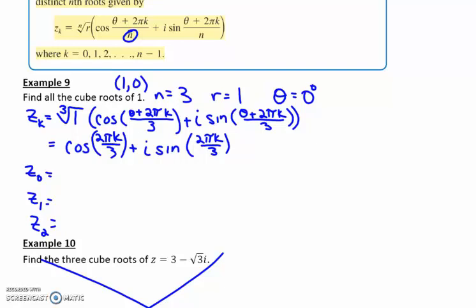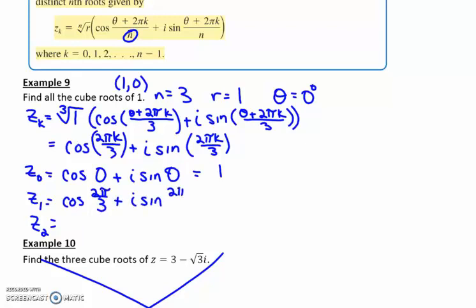So for z sub 0, we're plugging in 0 for k. Cosine of 2 pi times 0 is just going to be 0, so cosine of 0 plus i sine of 0. Remember, cosine of 0 is 1 and sine of 0 is 0, so the answer is just 1 because i times 0 is 0. Then we have cosine of 2 pi times 1 over 3, so that's cosine of 2 pi over 3 plus i times sine of 2 pi over 3.